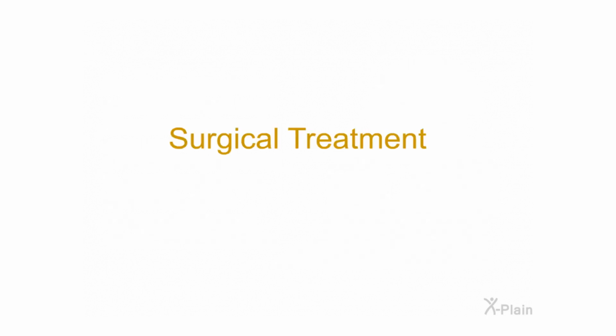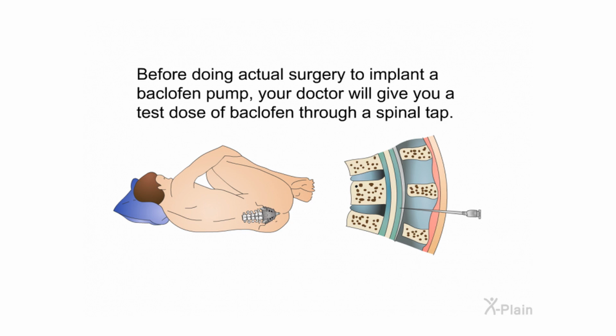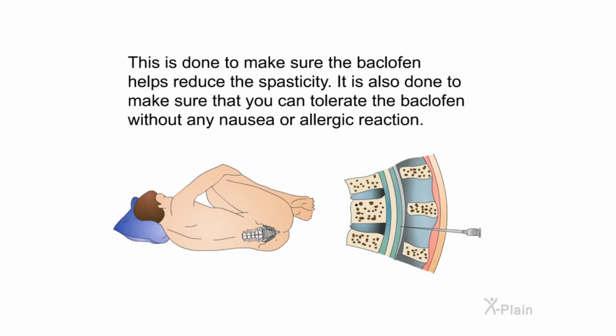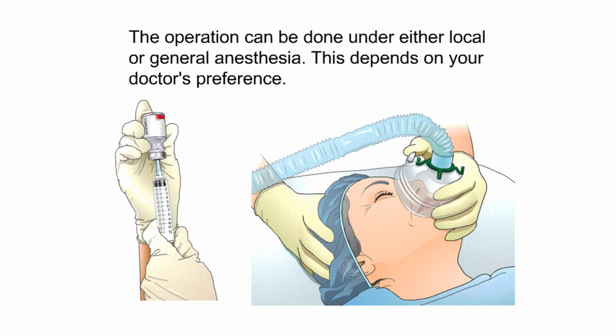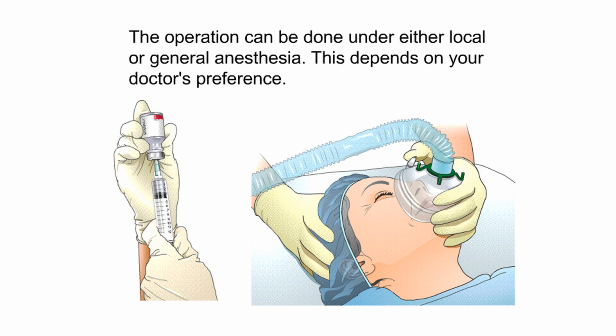Surgical treatment. Before doing actual surgery to implant a baclofen pump, your doctor will give you a test dose of baclofen through a spinal tap. This is done to make sure the baclofen helps reduce the spasticity. It is also done to make sure that you can tolerate the baclofen without any nausea or allergic reaction. The operation can be done under either local or general anesthesia. This depends on your doctor's preference.